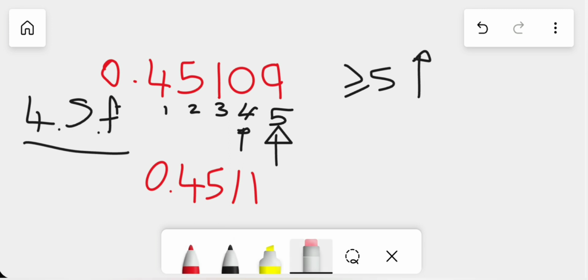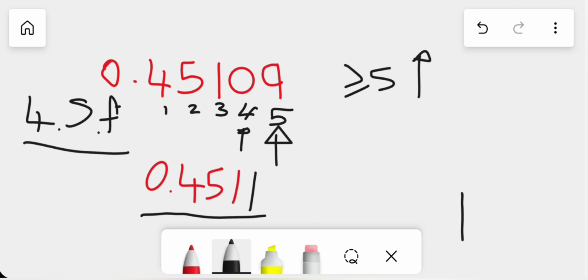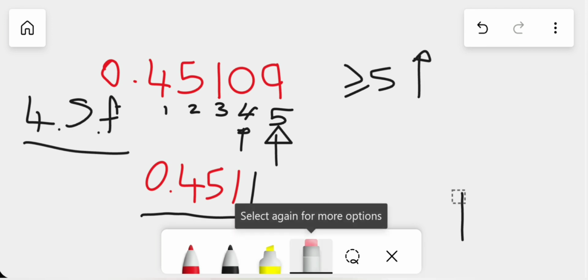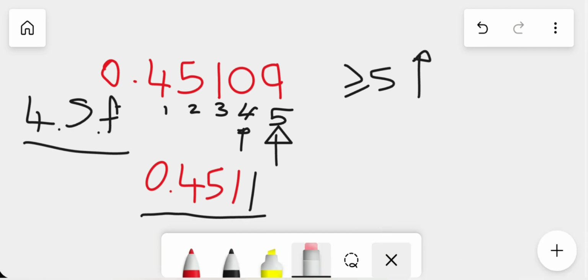Let me just put it in black so you know what changed. So 0.4511. I'm sorry. Now, that is how you would round the number to 4 significant figures. I'm going to do one more just to make sure that you're up to speed with everything. So just bear with me.